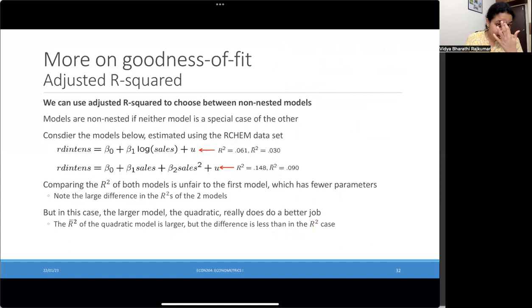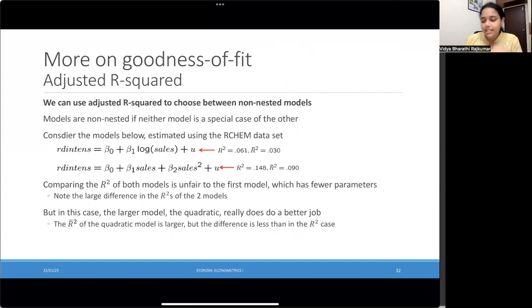Now, the best use of R bar square is that it helps us choose between non-nested models. So here's an example in this slide. We have the R&D intensity of a company being a function of the sales of the company.